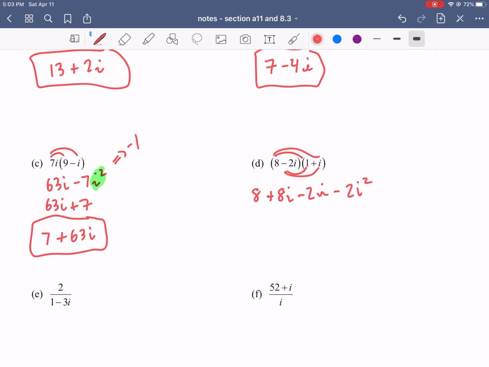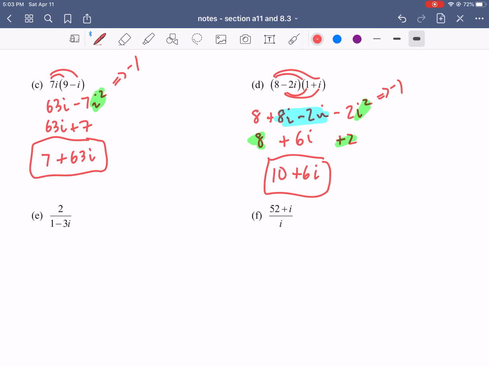Okay, so a couple things. I know, first of all, that i squared is equal to -1, as we just mentioned a minute ago. And so that term is going to become a positive 2. And then I've got my 8 down here. And in the middle, I've got two terms that are i's, and we can combine those like terms to get a positive 6i. And then adding the 8 and this positive 2, we're going to get our final answer of 10 plus 6i.